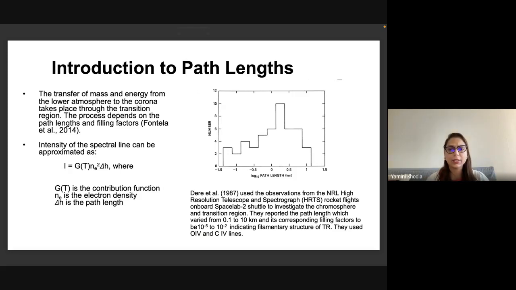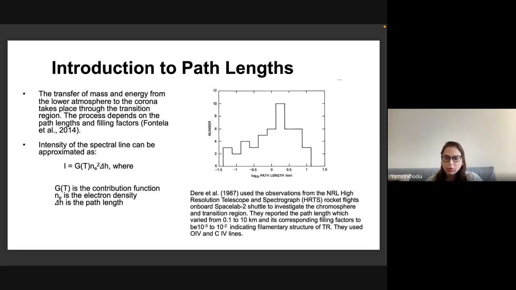There has been an earlier study of path length by Dere et al., where they studied HRTS observations and reported these path lengths to vary from 0.1 to 10 kilometers, with corresponding filling factors ranging from 10 raised to power minus 5 to 10 raised to power minus 2. But after that, there haven't been many studies, even though we have had so many high resolution instruments and observations.